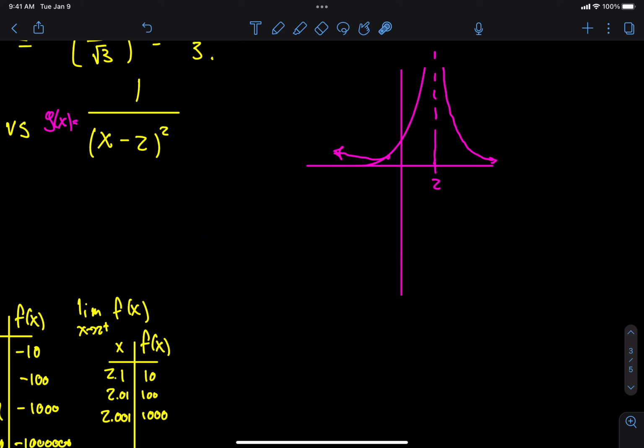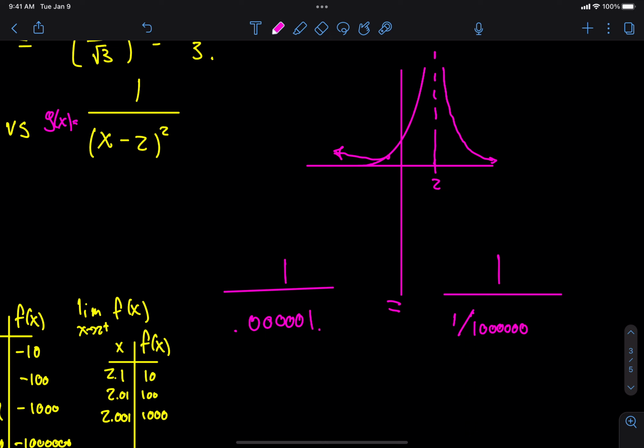Okay, remember what I mean. When I take 1 and I divide it by something like 0.000001, this is the same as doing 1 divided by, let's see, this is the tens place, hundreds, thousands, 10,000s, 100,000s, millionth. This is the same as doing 1 divided by 1/1,000,000th. It's 10,000, 100,000, there we go.